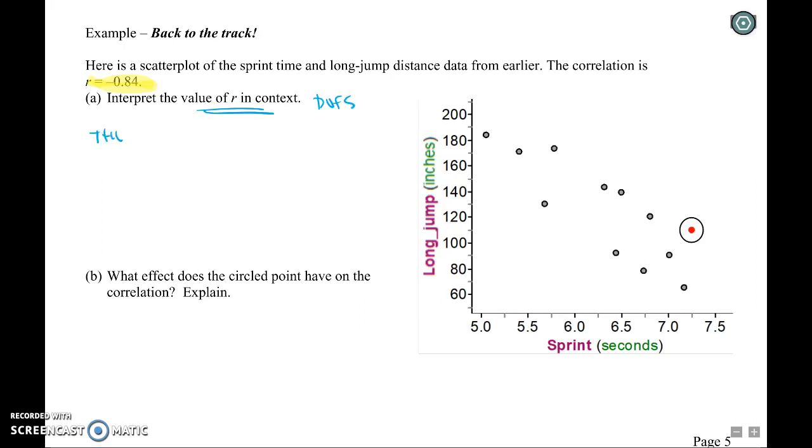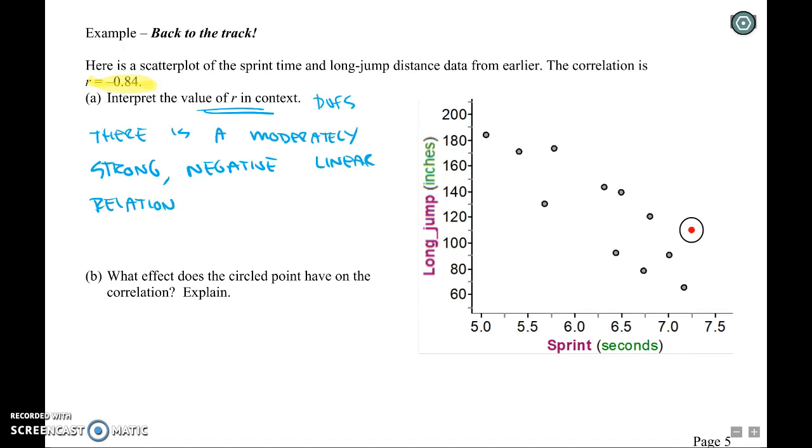We'd say there is a moderately strong, negative, linear relationship between sprint time and, actually I think we did this before, sprint time and jump distance. Sorry for the repetitive nature.